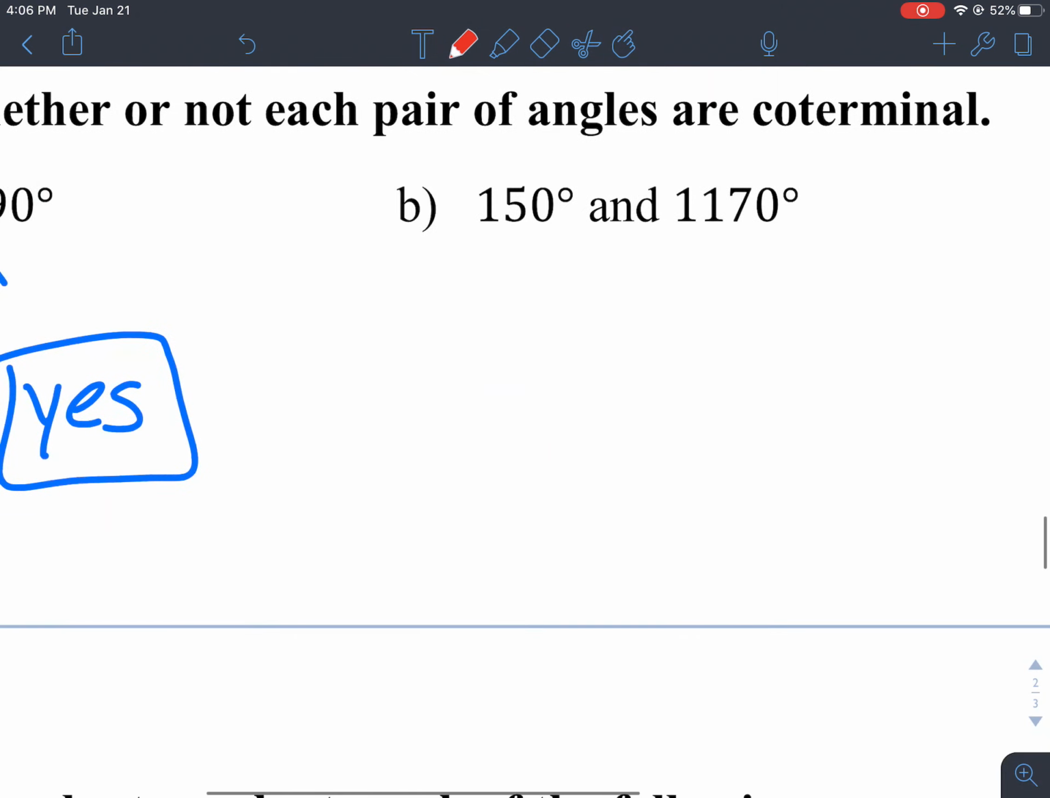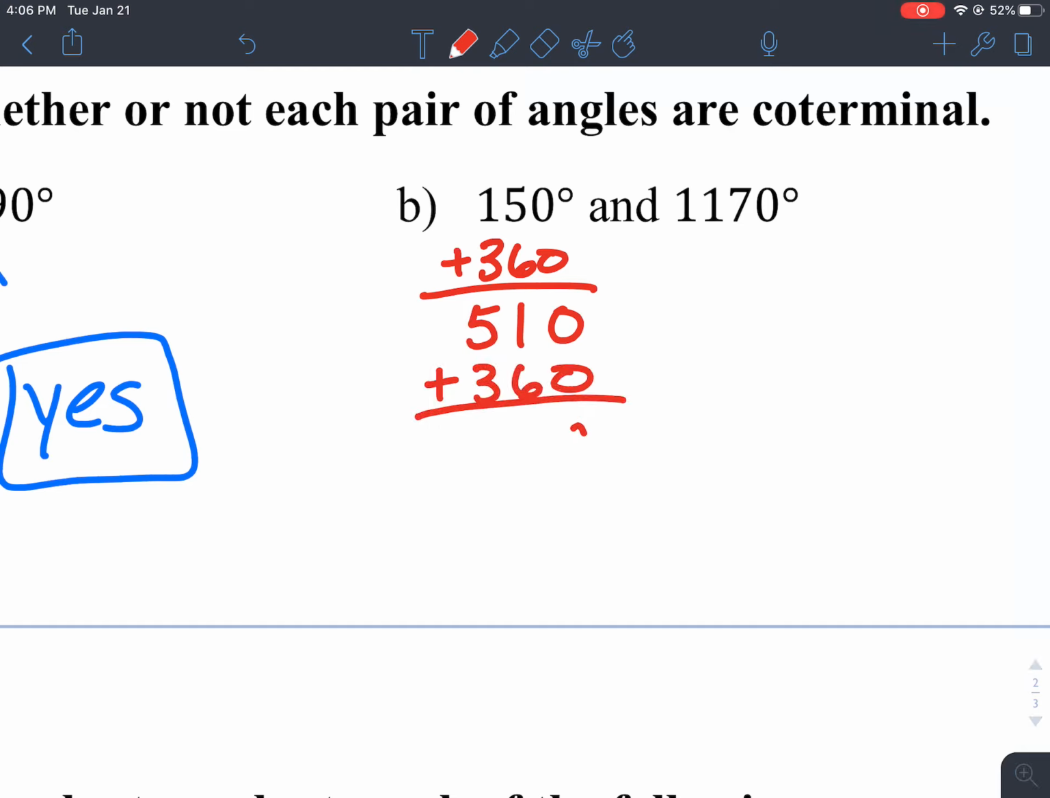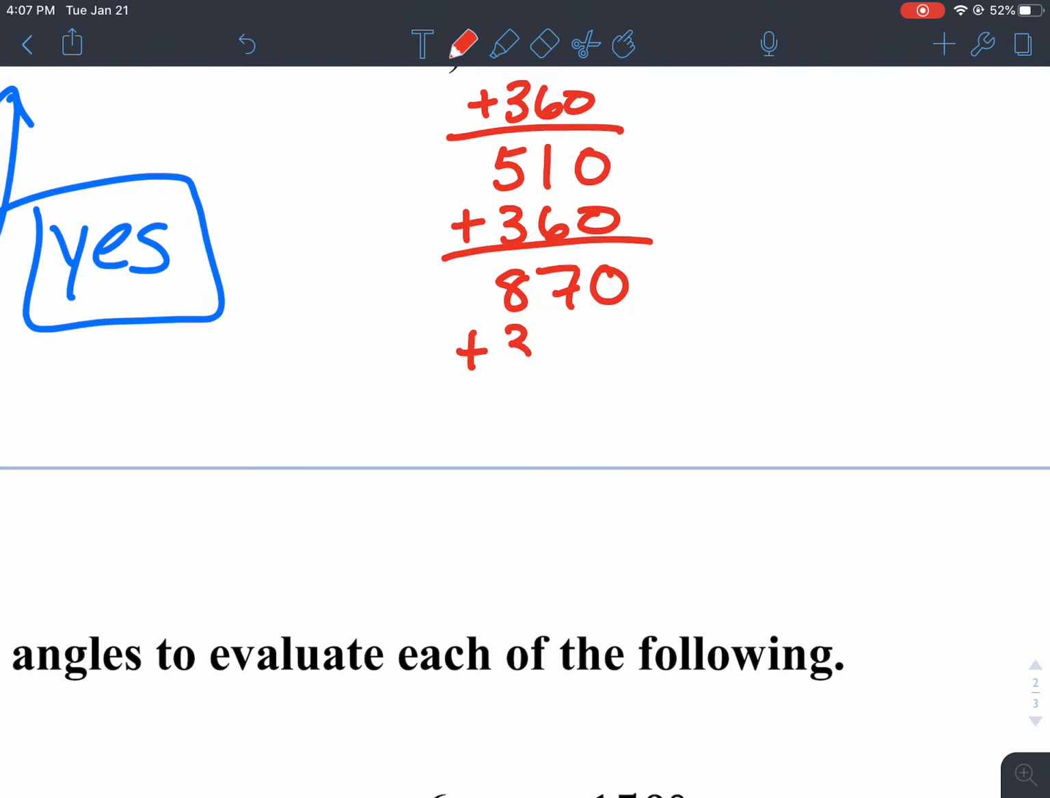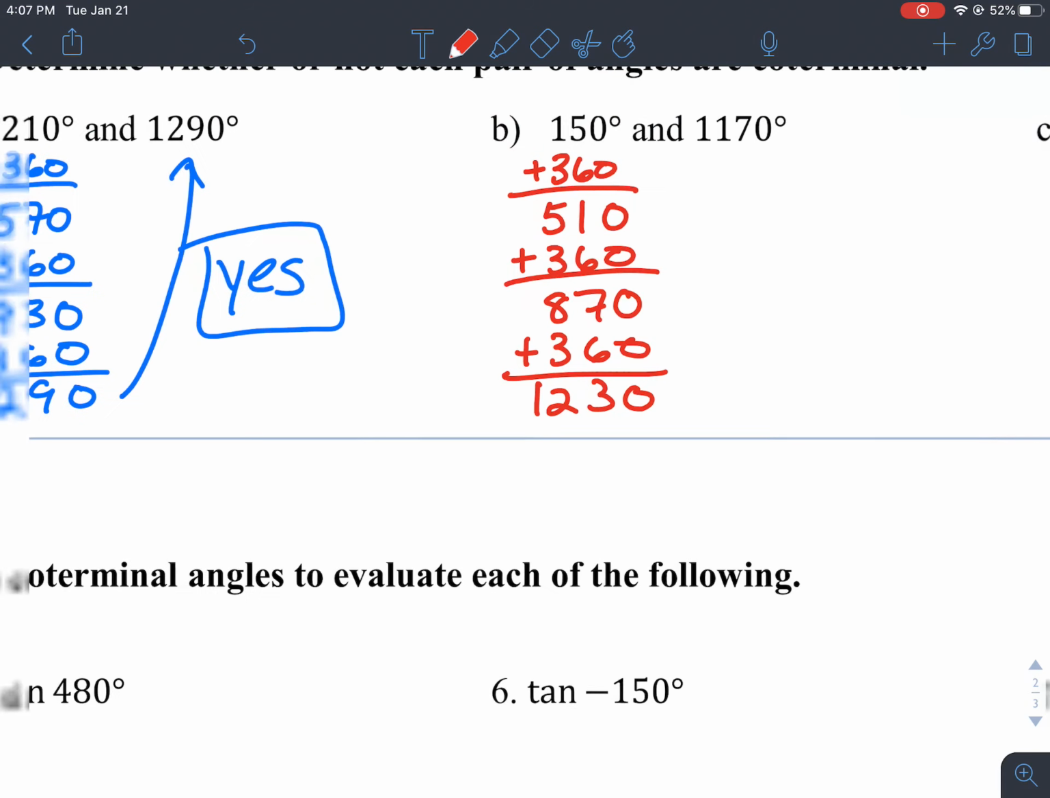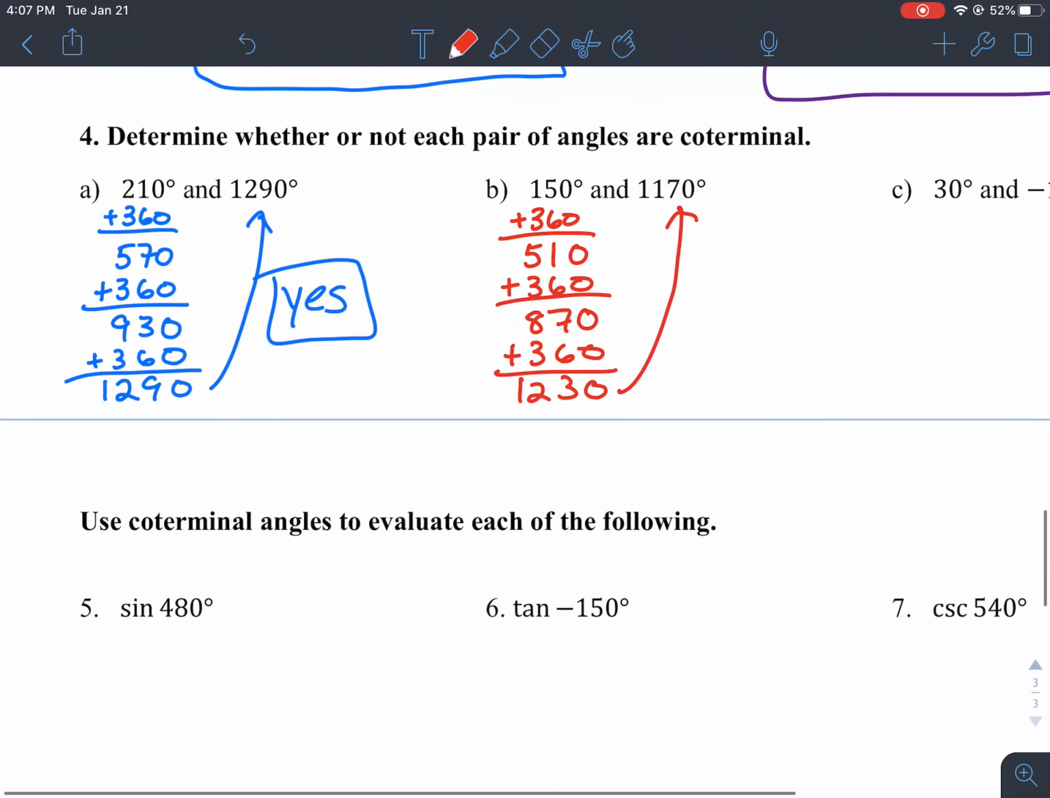Okay. So as a second example, 150 up to 1170. We need bigger numbers, so we're going to add 360. This comes out to be 510. We add another 360. That comes out to be 870. We add another 360, and that comes out to be 1230. Now, 1230 ended up surpassing 1170. So we did not land on it. 150 and 1170 are not coterminal.